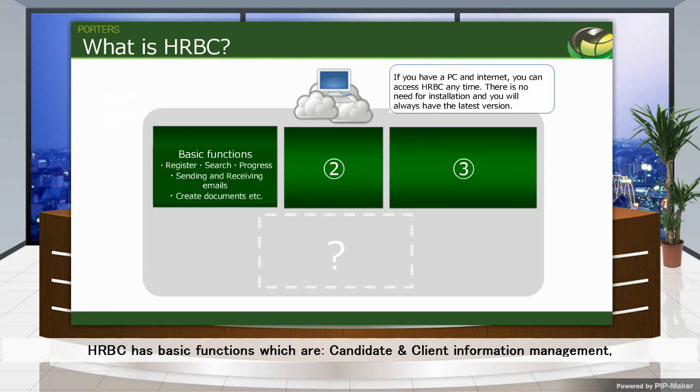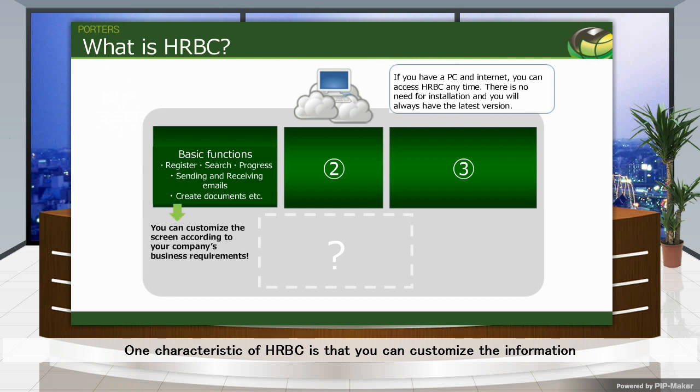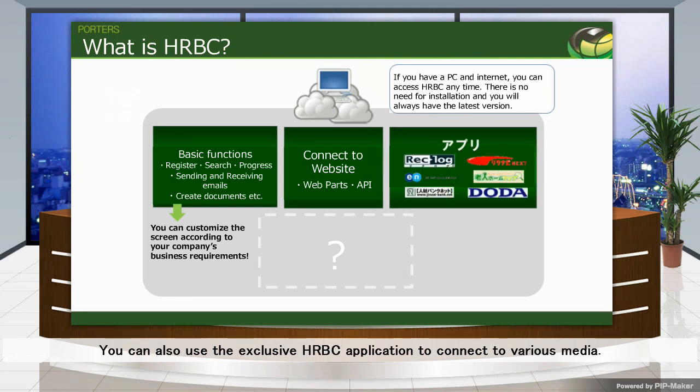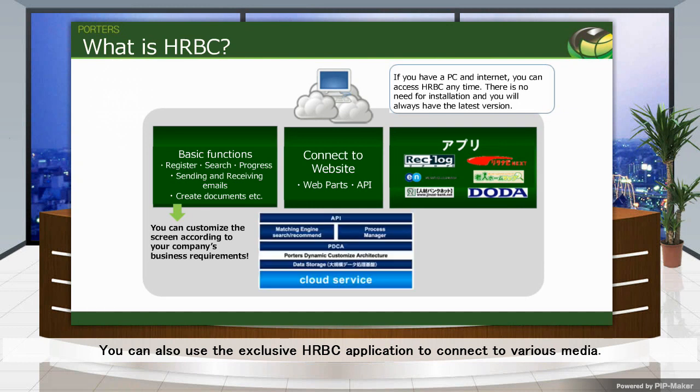HRBC has basic functions which are candidate and client information management, search, job candidate matching and progress management. One characteristic of HRBC is that you can customize the information that appears on the screen according to your company's business operations. Moreover, if your company has a website, you can use web parts or API to connect HRBC to your website. You can also use the exclusive HRBC application to connect to various media.